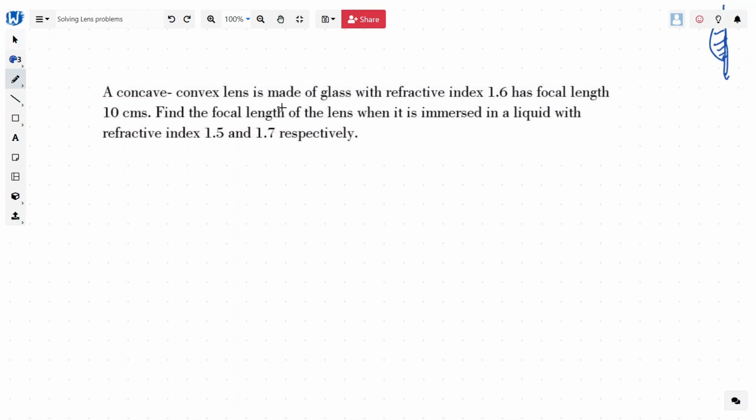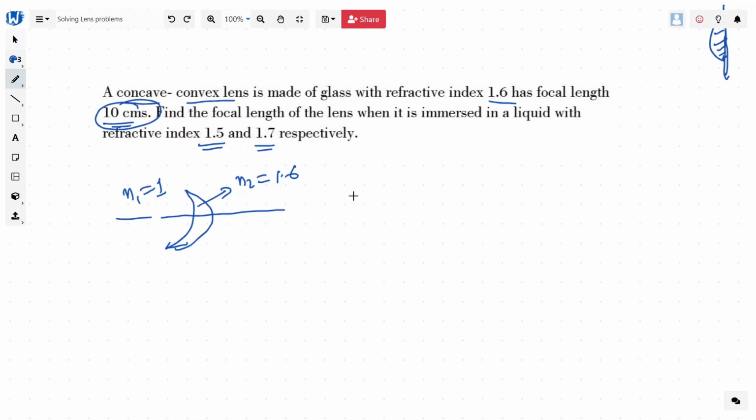So it says that we have a concave and a convex lens made of a glass with refractive index 1.6 and it has a focal length of 10 centimeters. Find the focal length of the lens when it is immersed in a liquid with refractive index 1.5 and 1.7 respectively, right? So we have a concave surface, then we have a convex surface, we have a lens like that, right? We have a refractive index N2 which is given as 1.6 and in the first case it is in the air, so N1 is 1, right?